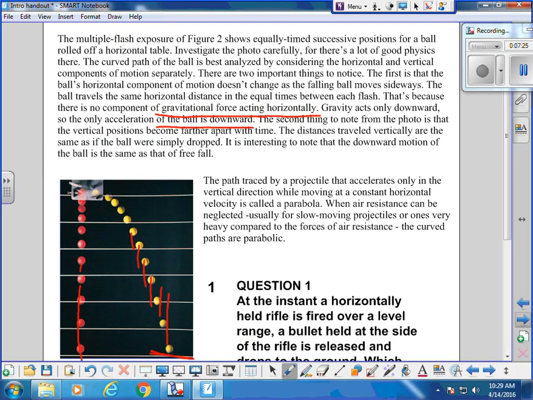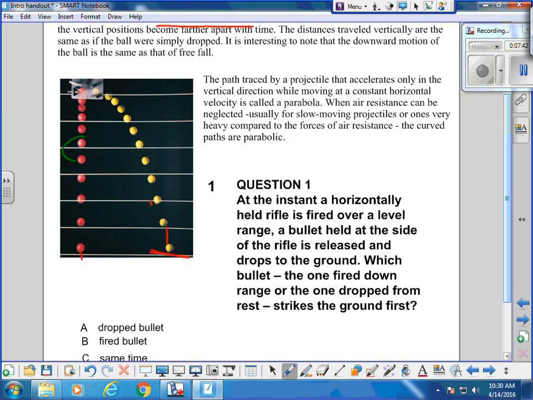The second thing to note from the photo is that the vertical positions become farther apart with time. And on my picture here and on yours, I think, they've put these white lines on there to sort of help you. Let me just move it farther down here. Okay, so you'll see that the red ball right here is perfectly lined up with that yellow ball right there. As is this one and this one. The balls are both falling at the same speed at every time, right?